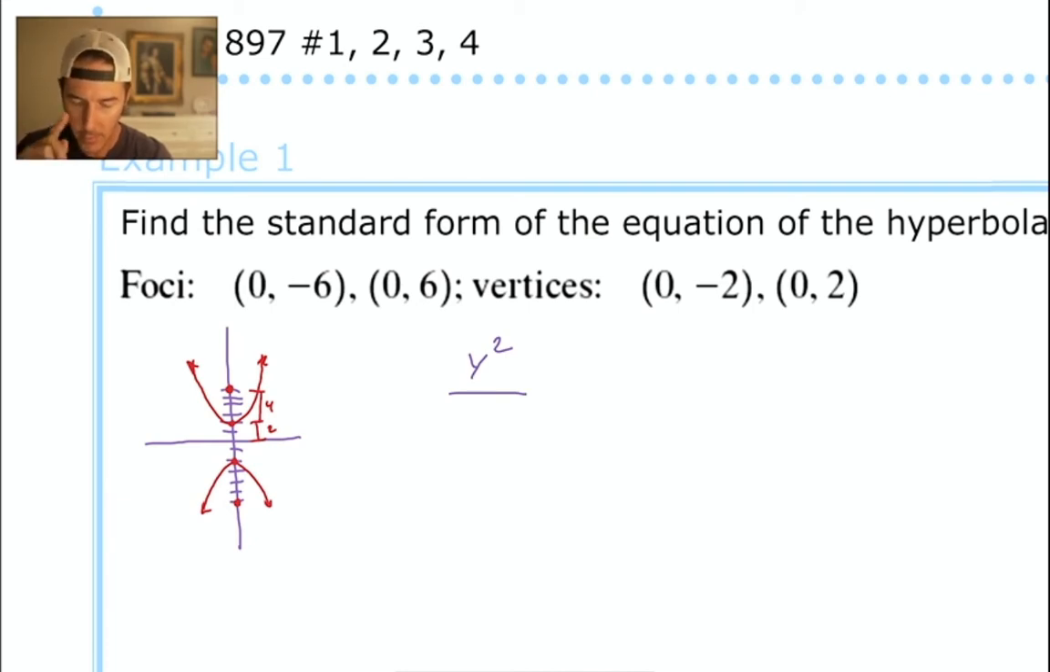The denominator under y squared is the vertical radius, or vertical distance in this case, from the center to the vertex, which in this case is 2. And we're going to take that 2 and square it. Minus x squared over b squared, a squared, whatever you want to call it, equals 1. Now how am I supposed to find this value?